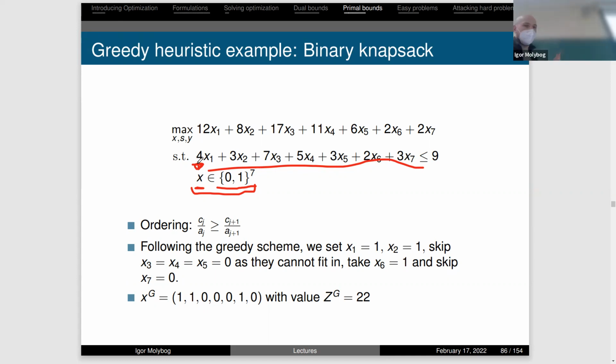Okay, cool. So when we are ordering, we are trying to go from the highest to the lowest. So we would like to gain as much as possible from a pound of an object.